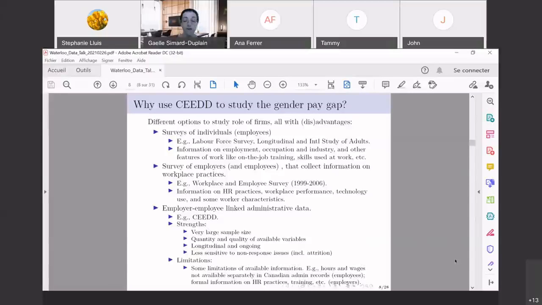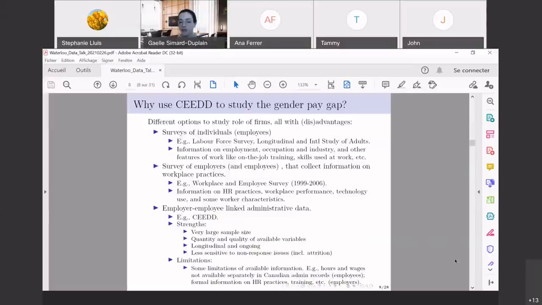Another nice feature is that because it's administrative data, you don't have to be so worried about non-response issues, especially attrition. And you can be fairly confident that the data is going to be available for long periods of time, because once you have the data cleaning process in place, maintaining it is much less costly from a government perspective than maintaining a longitudinal survey, for instance. So there are lots of good reasons to use SEED to look at the role of firms, among other things, with respect to the gender pay gap.